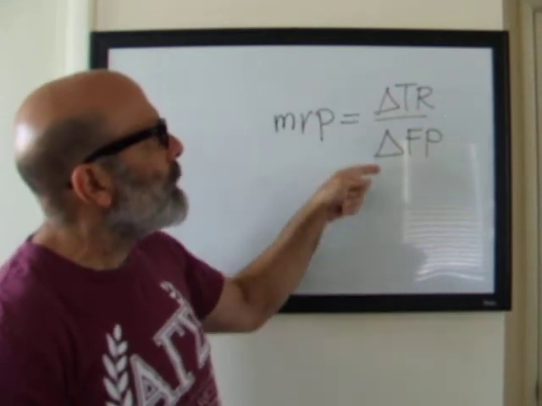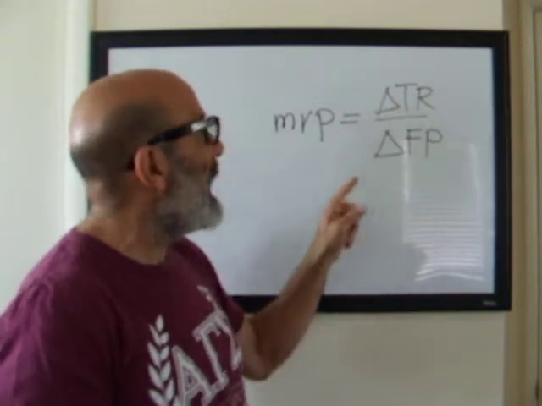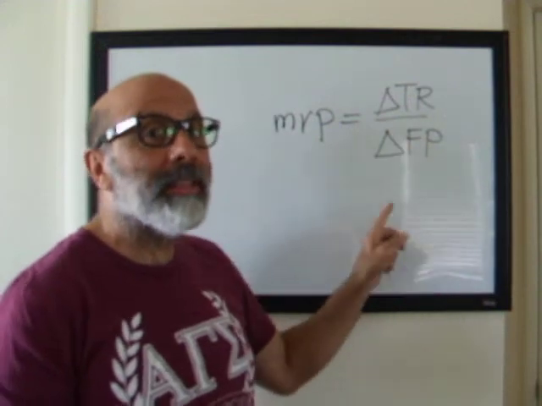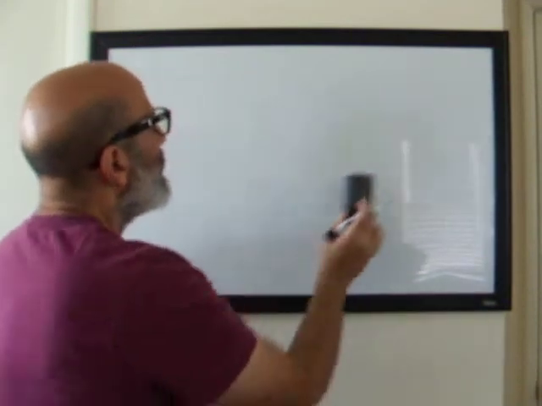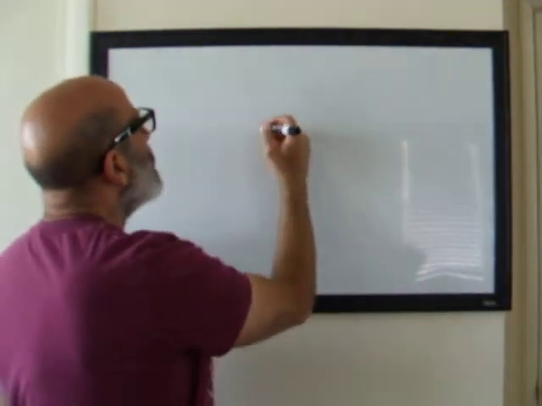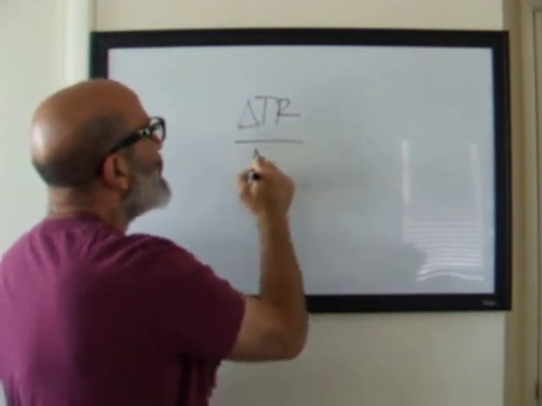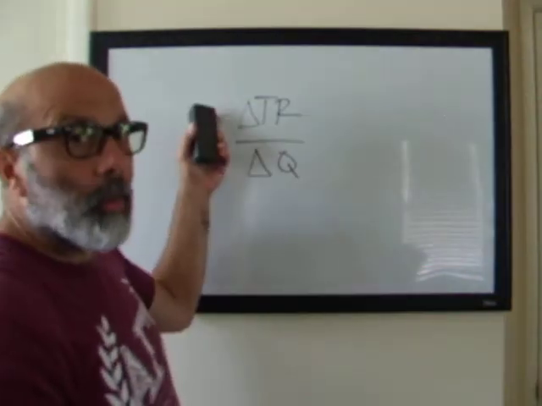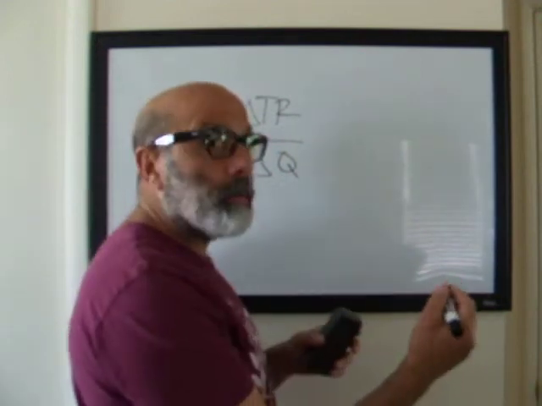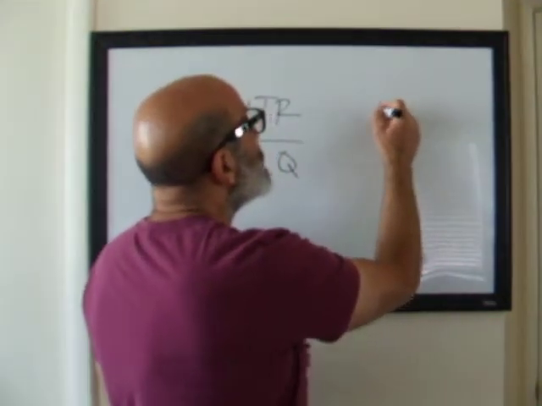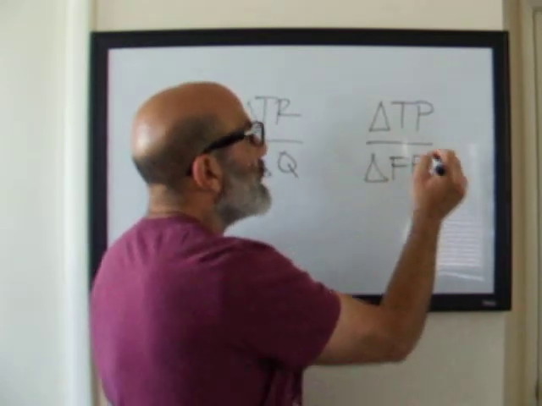And if we really try to remember, in MR, the change in TR is in the numerator, and in MP, the change in the factor of production is in the denominator. So we want to do a little mashup here. So we know that MR is the change in TR divided by the change in quantity. That's MR, the change in TR divided by the change in quantity. And we know that MP, marginal product, marginal physical product, is the change in total product divided by a change in a factor of production.